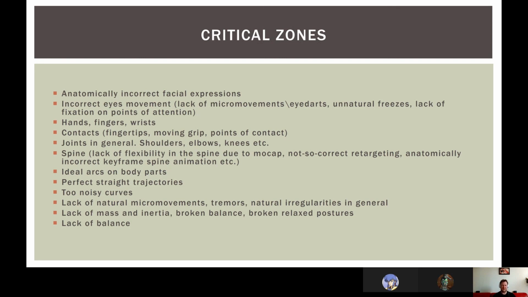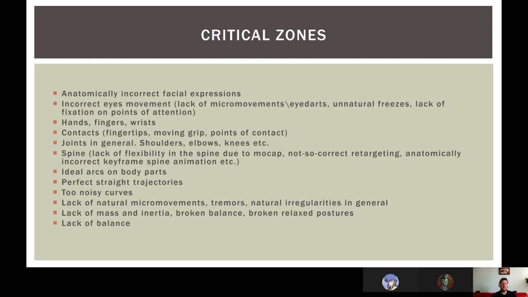The spine is something flexible, especially at the lower part. We have the chest that is rigid, yes, but the part between the chest and the pelvis is very flexible. And if you can't hide this problem, you need to fix this problem.